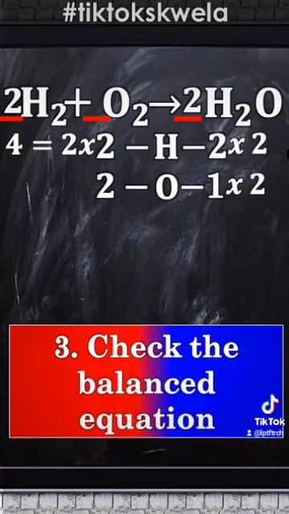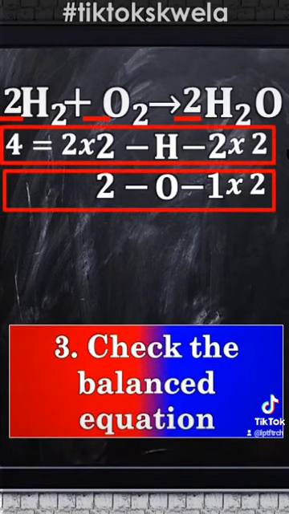The last step is to check the balanced equation to ensure that there are the same number of atoms in each element on both sides of the equation. The chemical equation is now balanced.